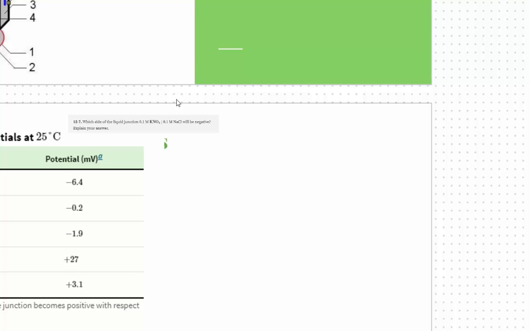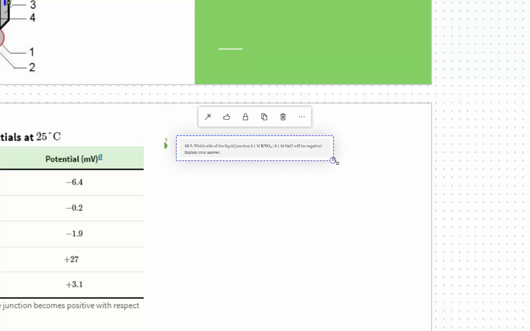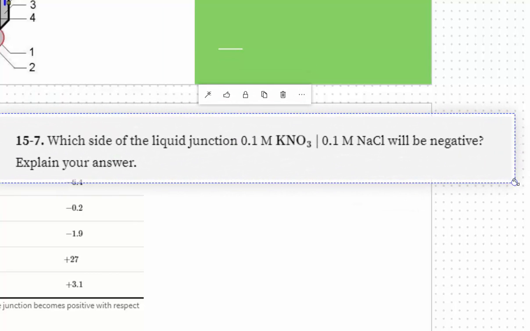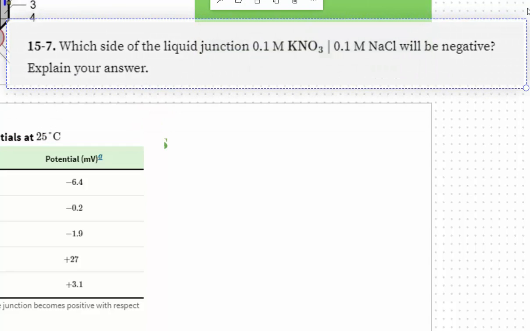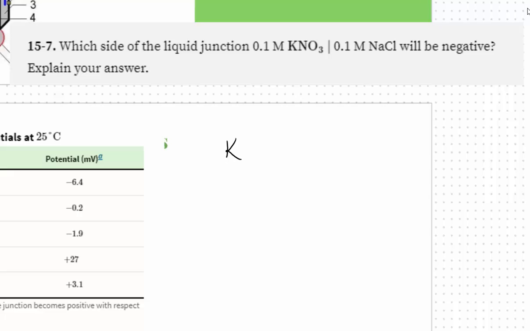So if we go to solve a problem like which side of the liquid junction, that's a better way to say that, of a 0.1 molar KNO3 solution, here's my bridge, see my bridge? And I have Na and Cl. Which side will be negative?